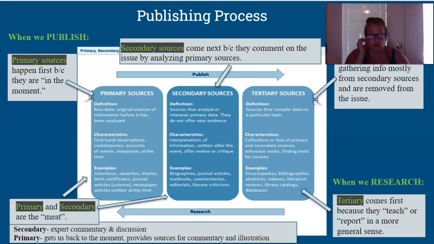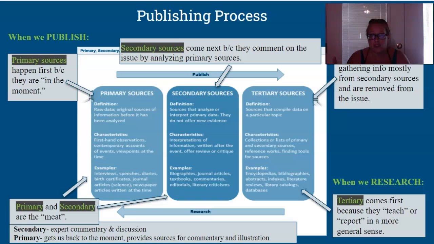So we start with primary sources. They happen first because they are in the moment. They are your interviews, speeches, diaries, birth certificates, journal articles, press conferences, films, song lyrics, things that are original and in the moment. For instance, if I was looking at 9/11, I would be using news articles, press conferences, videos, interviews, things that came out at that time. If I'm talking about COVID, then I'm talking about very recent information that's coming out at this time about that issue. So those come out first.